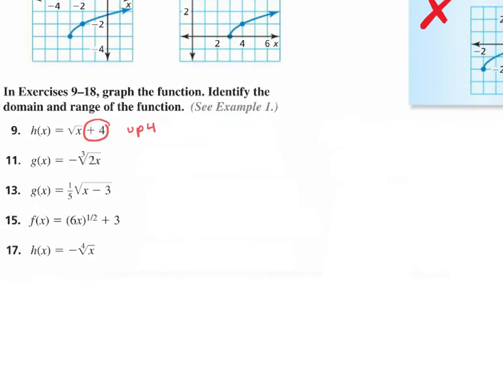So this one I'm not going to plug in points, I'm just going to move it up 4. So instead of being at 0, 0, we go up 4. Draw our graph. What is our domain here? So what is our smallest x value? If we start all the way on the left side of our graph and go until we hit our graph, we hit our graph at 0. So our smallest x value is 0.